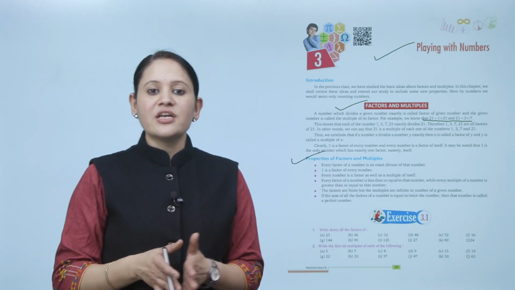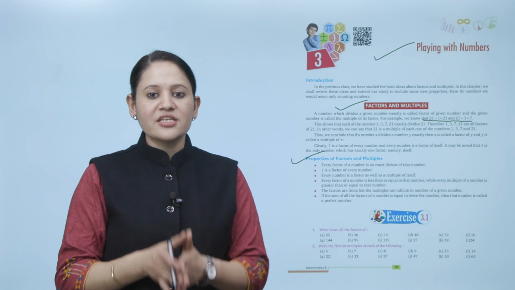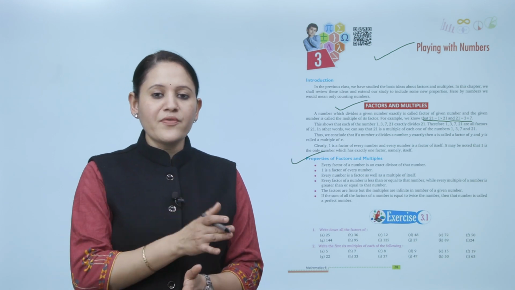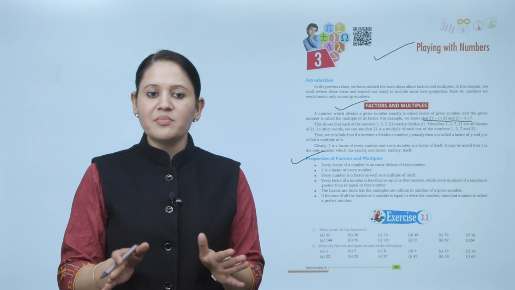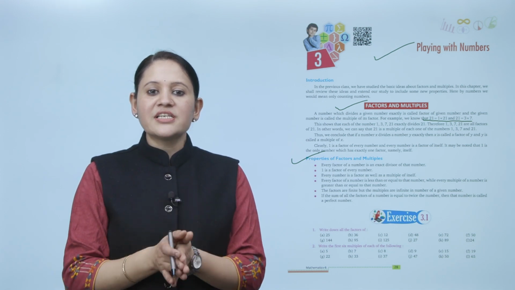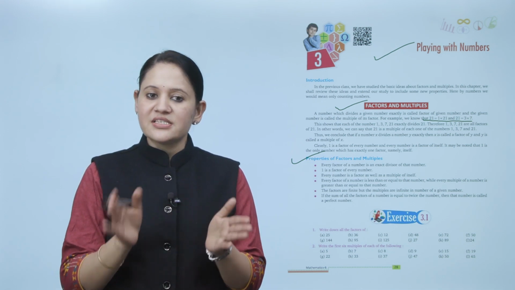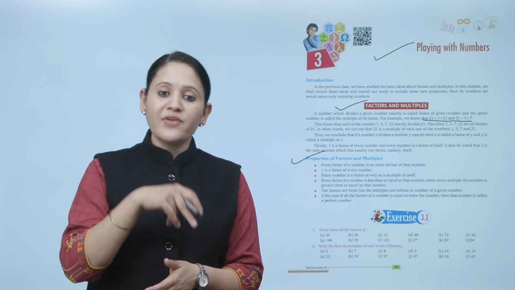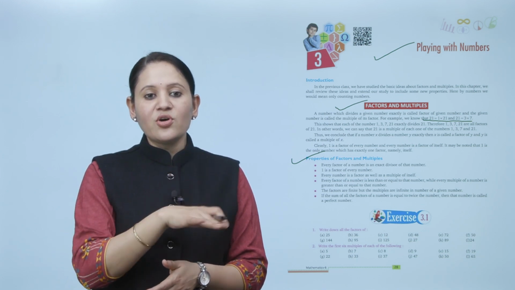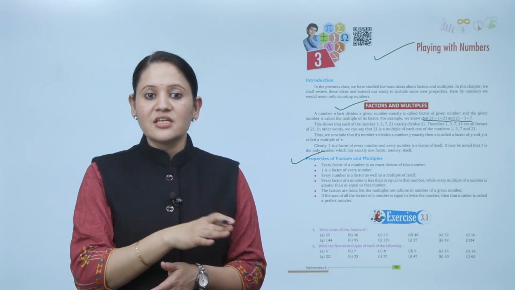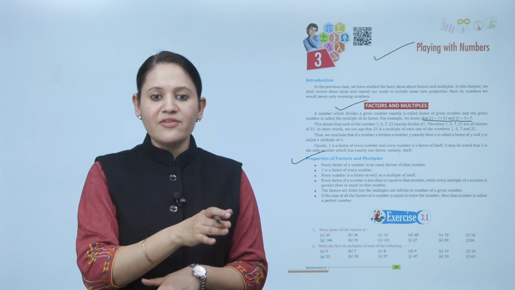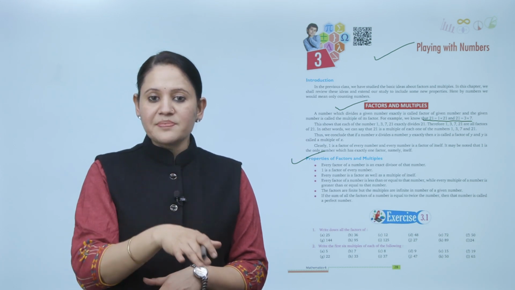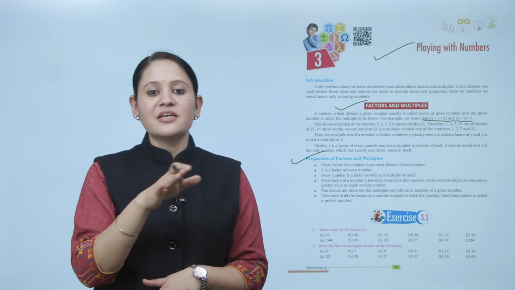Every factor of a number is an exact divisor of that number. Means whichever factor it is will divide the number exactly. 1 is a factor of every number. Every number is a factor as well as a multiple of itself. Every number is also a factor of itself. If we talk about the factors, the maximum factor, the largest factor, is the number itself, and the smallest multiple is the number itself.